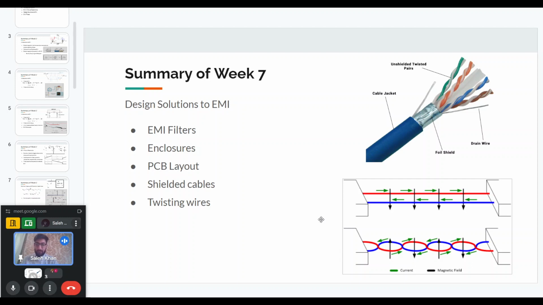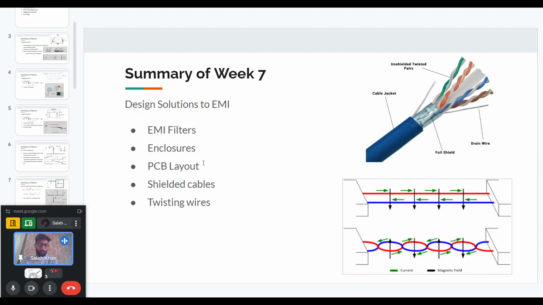Next, we can have enclosures. They will basically try to limit the EMI that goes out from the converter. You must have heard about Faraday cages or something like that. An enclosure is basically what we cover the converter with. It is usually a metallic chassis or enclosure, and this will try to limit the interference that goes out of the converter.